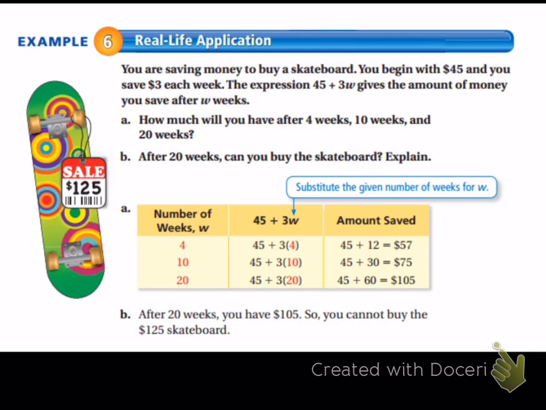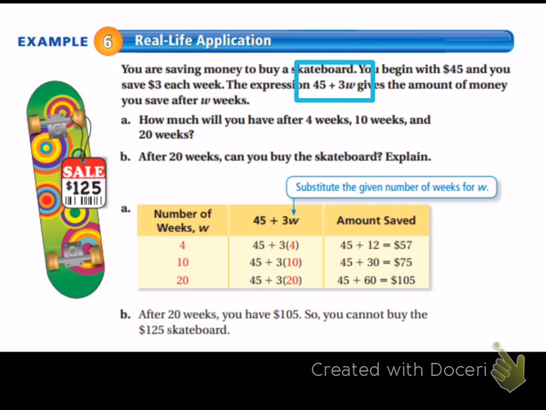You start with $45, so that's where the 45 comes from. And then you're saving $3 each week. So 3w is $3 for every week. So after 1 week, you would multiply 3 times 1, that's $3. 2 weeks, 3 times 2, that's $6. The w represents the changing number of weeks. It's the unknown. It's a variable.